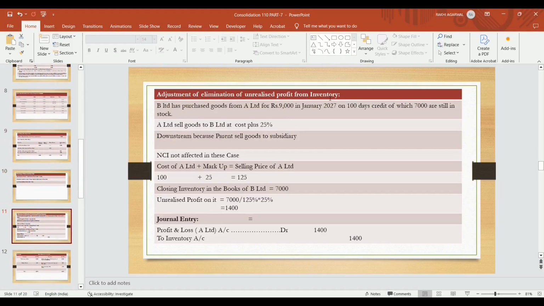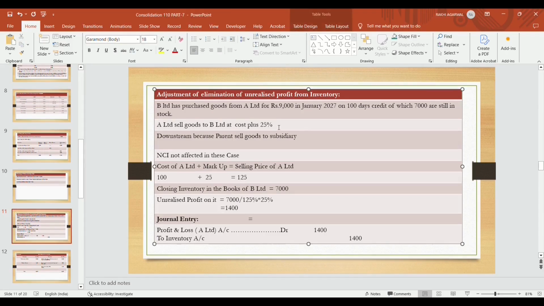Elimination of unrealized profits from inventory. B Limited has purchased goods from A Limited for rupees 9,000 in January 2027 on 100 days credit, of which 7,000 are still in stock. So A Limited sells goods to B Limited at cost plus 25%. Because the parent sells goods to the subsidiary, it's a downstream transaction. NCI will not be affected in this.